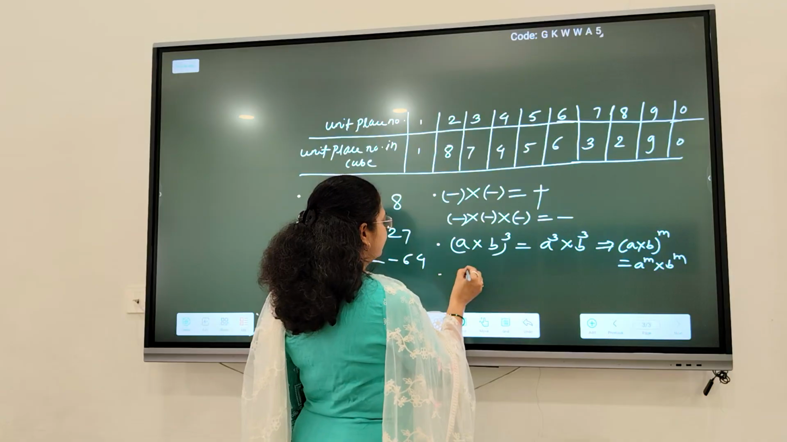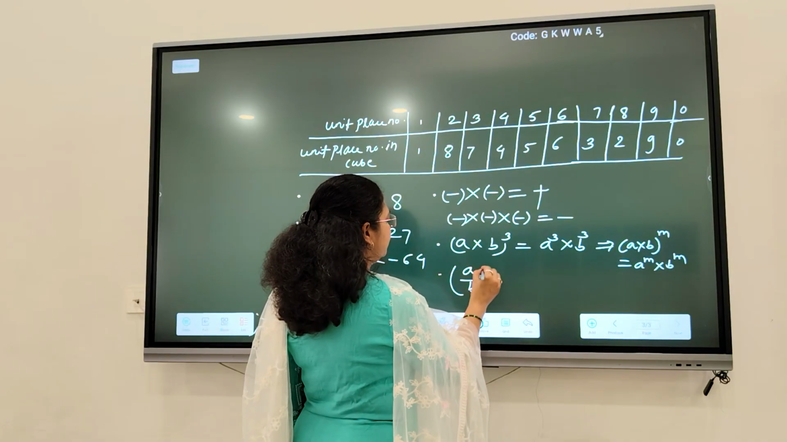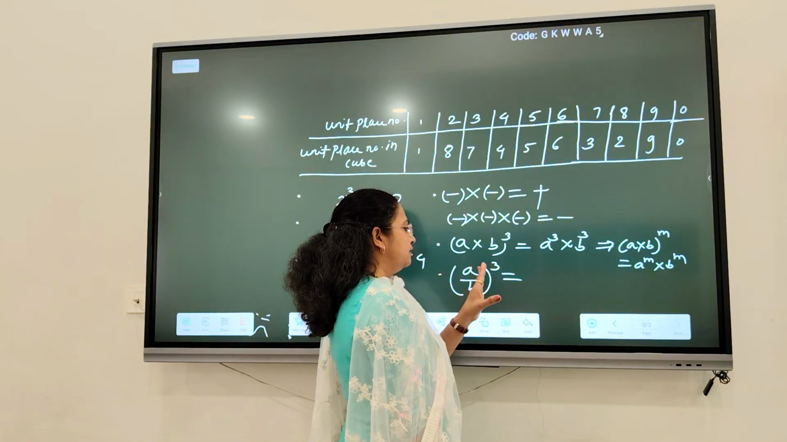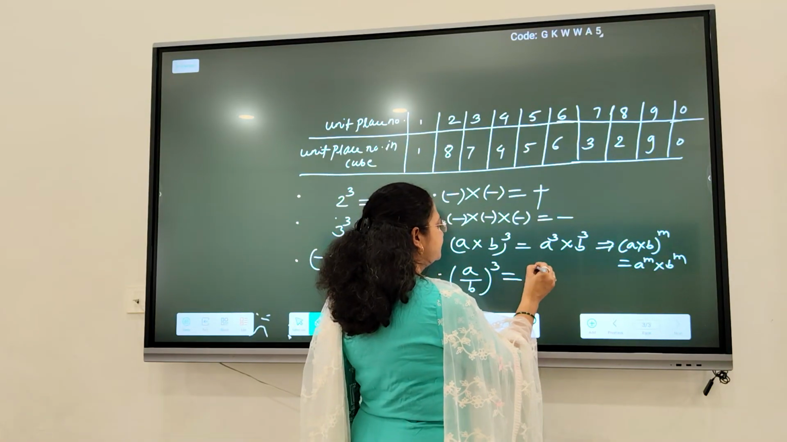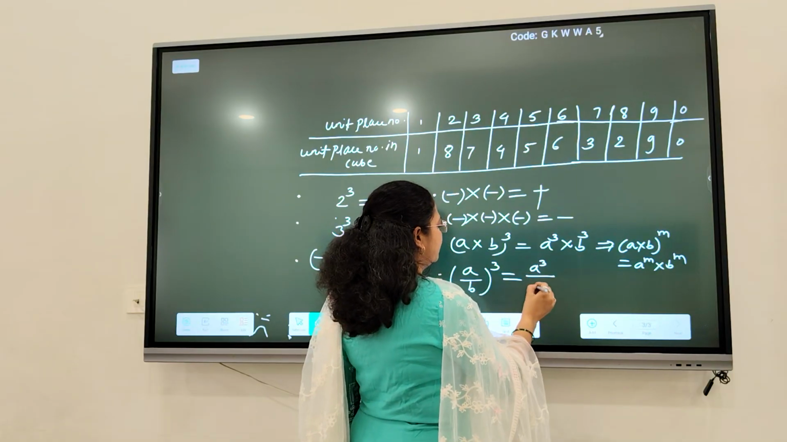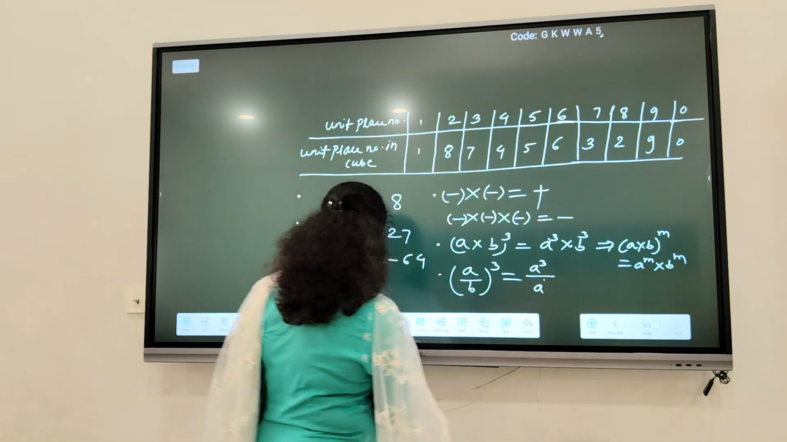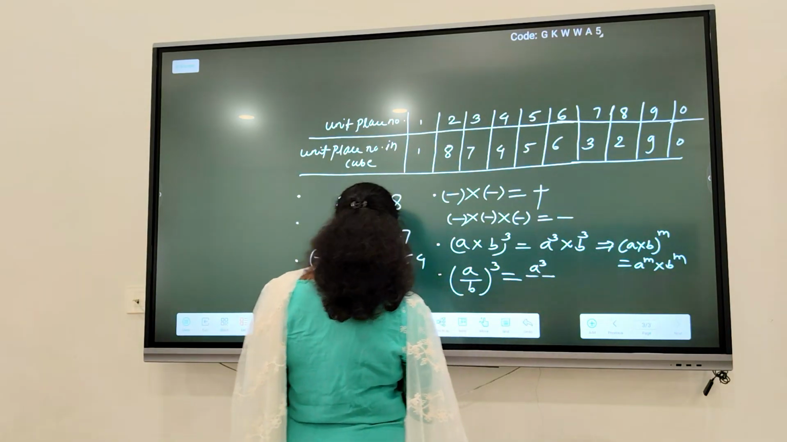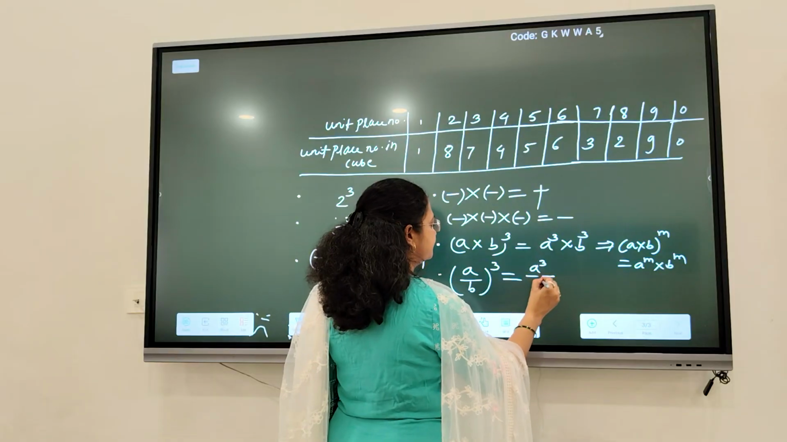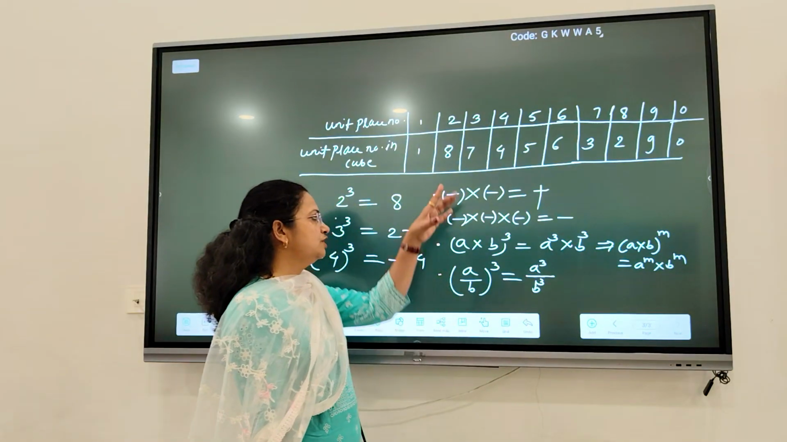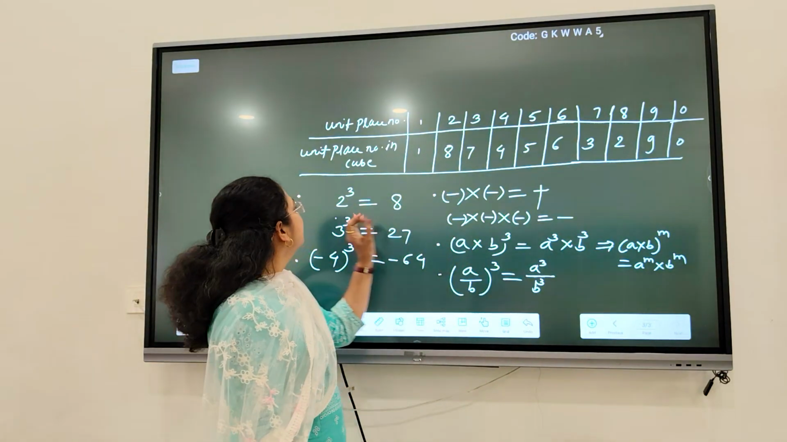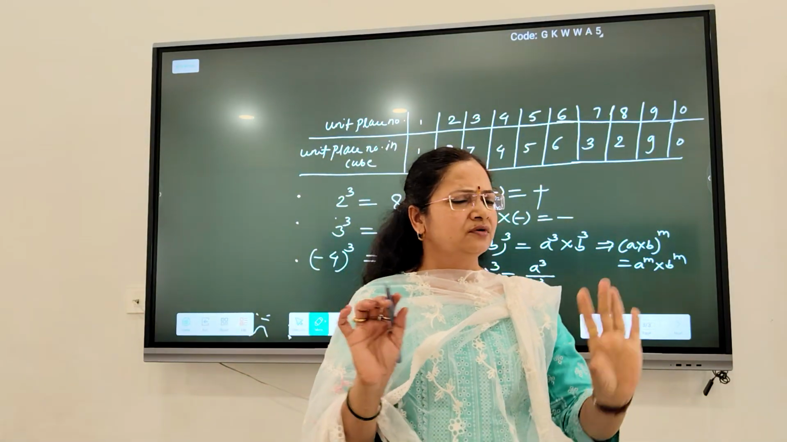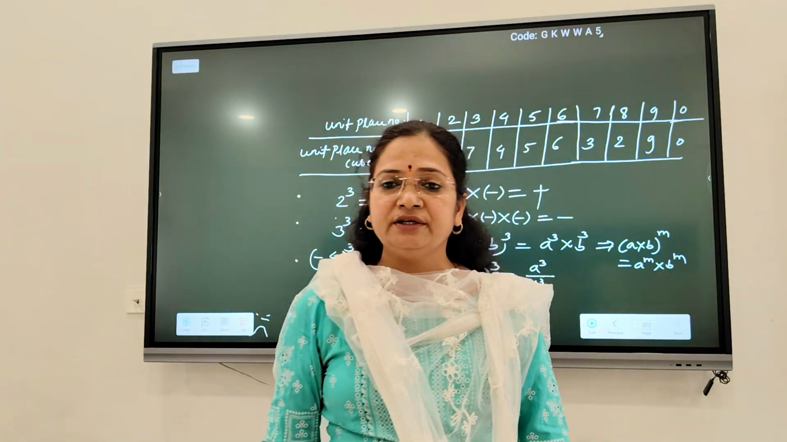Similarly, the next property is a upon b whole cube. The cube of a rational number is equal to the cube of the numerator upon the cube of the denominator. So these are all properties, given in your textbook. So you have to note them down properly.